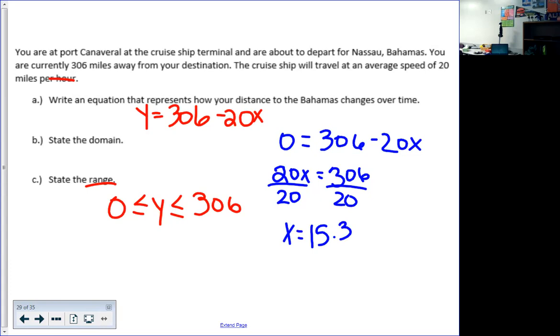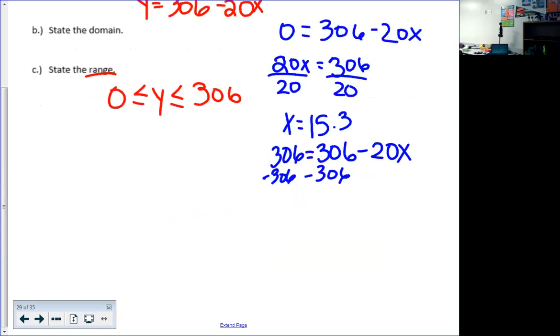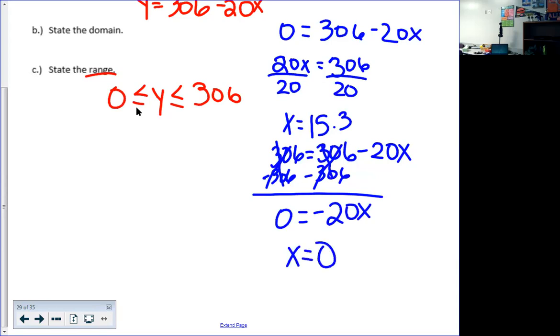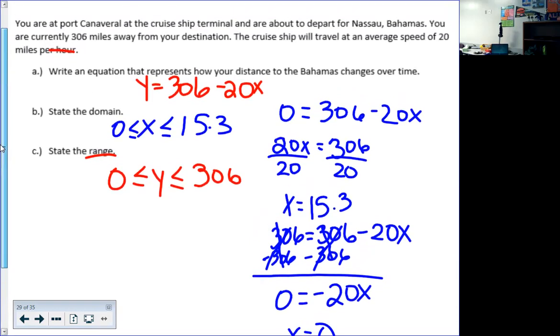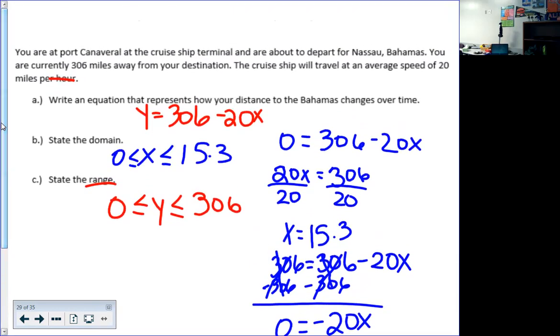Our other option is a y value of 306. If that's the case, we see 306 equals 306 minus 20x. Minus 306 minus 306. Those cancel, I'm left with 0 equals negative 20x, meaning x equals 0 in this situation. So that makes sense. Domain could be lowest number is 0, less than or equal to x, less than or equal to 15.3. So, lowest amount of time would be 0, highest amount of time, 15.3.